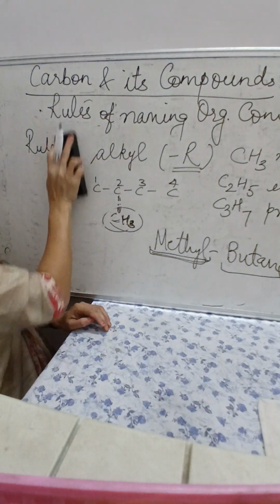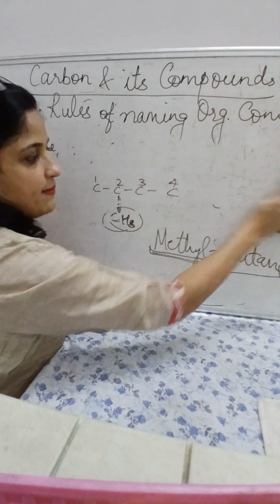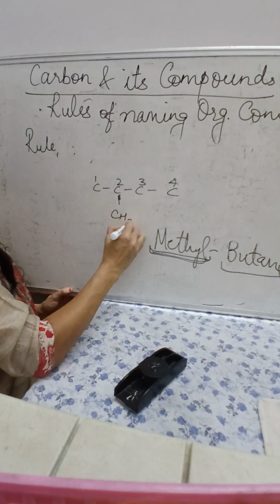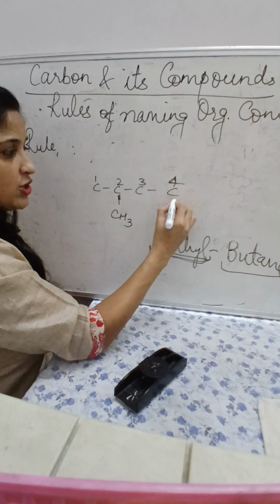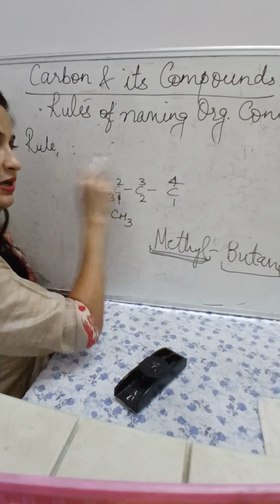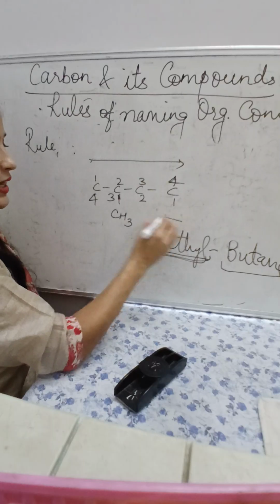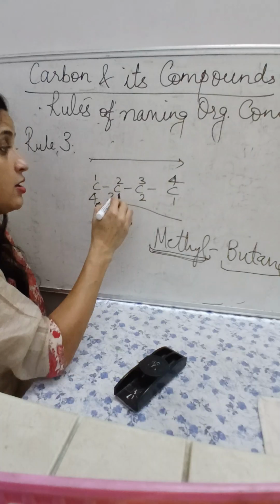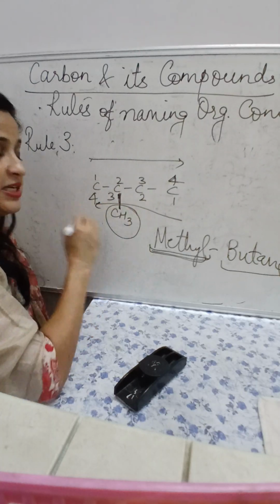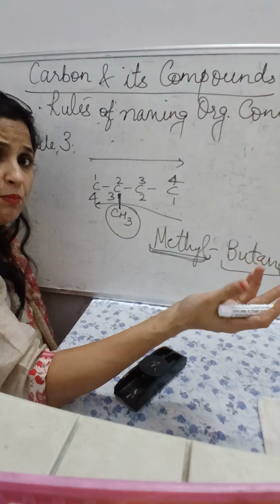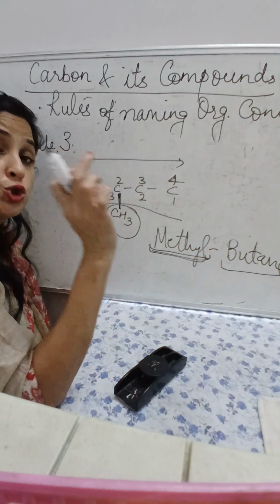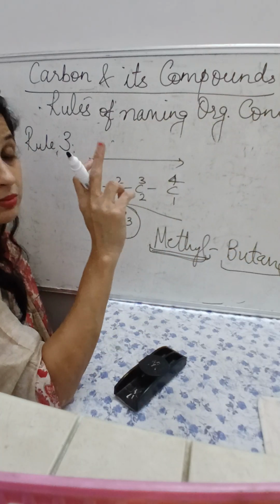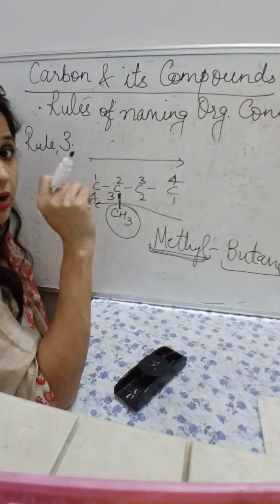Now coming to the third rule. I am taking the same example. Now how do you name it? You must be wondering, should I number it 1 2 3 4, or from left to right, or right to left? This is rule number 3. So my dear children, wherever the branching, this alkyl group or any other functional group, is getting the lowest or the shortest possible number, in that direction you have to number your hydrocarbon compound.